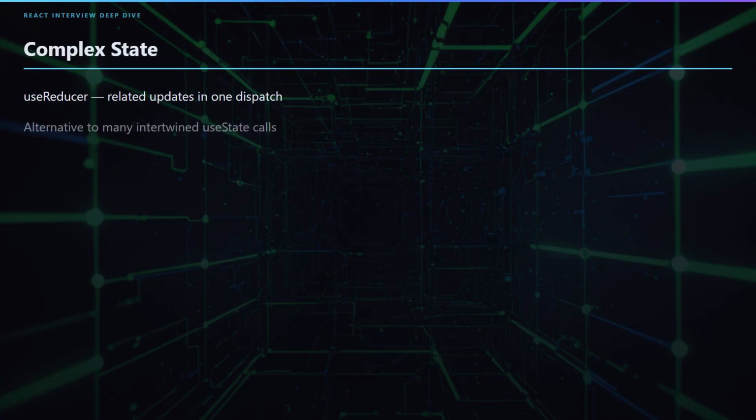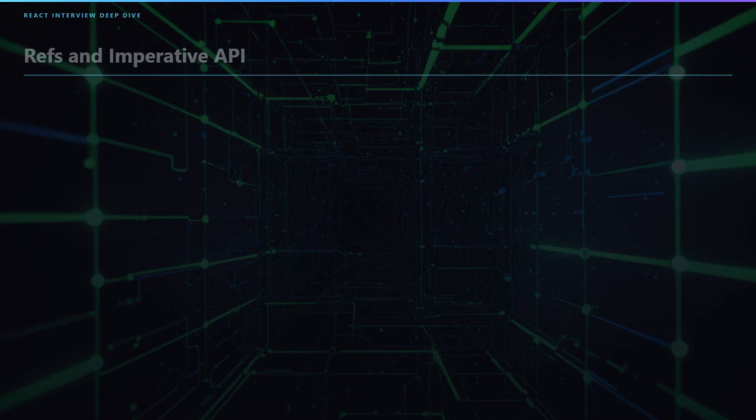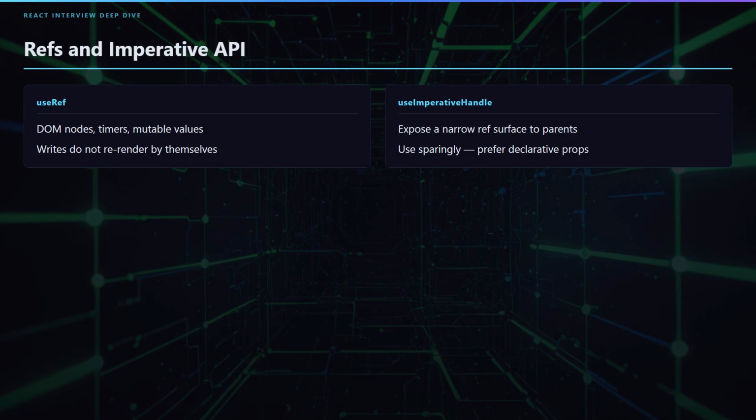When related state updates get entangled, useReducer gives you reducer-style transitions in one place instead of many tiny setters. useRef is the mutable box that does not schedule its own re-render: DOM nodes, timers, or any value you read imperatively. useImperativeHandle narrows what a parent can do through a forwarded ref when you truly need an imperative escape hatch.